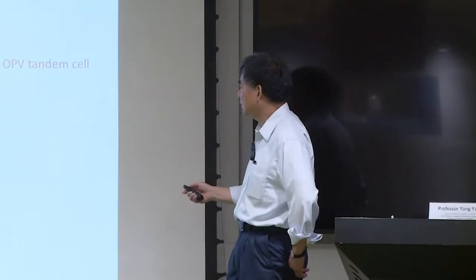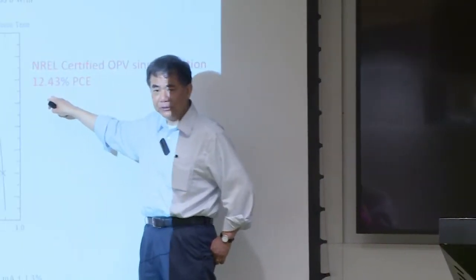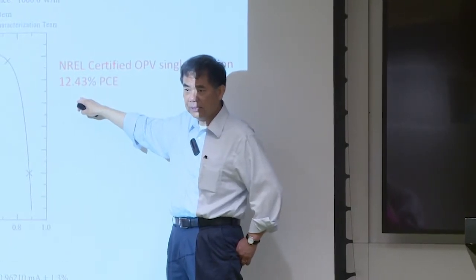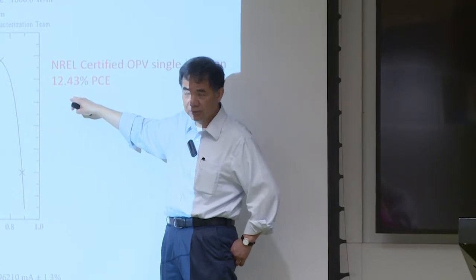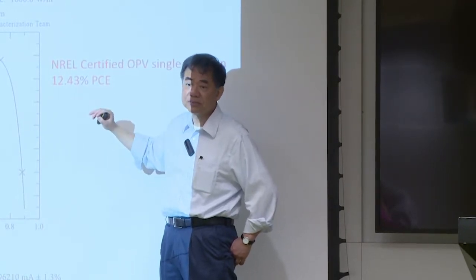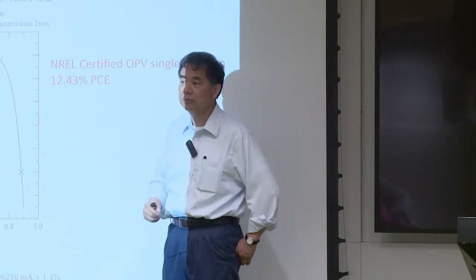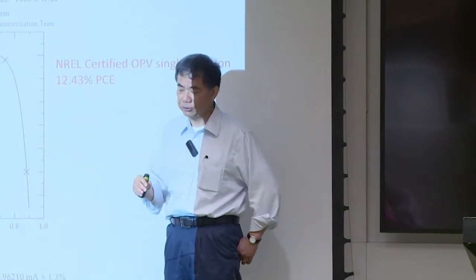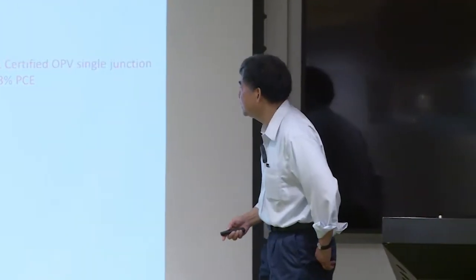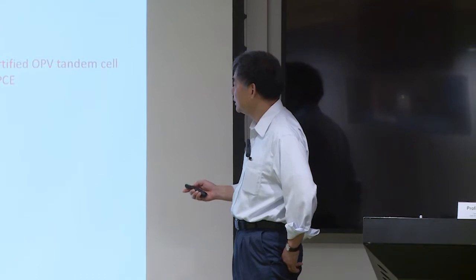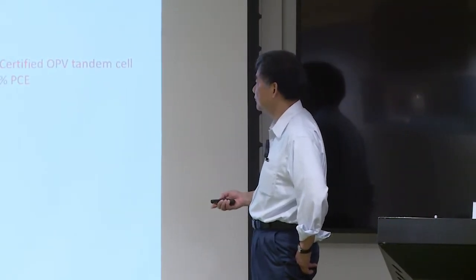So our data was also certified by Newport, and that will be used in the NREL chart. I hope it is 12.6%. The new world record is 12.6%, certified by Newport and approved by NREL. So I don't want to bring you any incorrect information. And this is real. This is a certified OPV tandem, 11.52%.